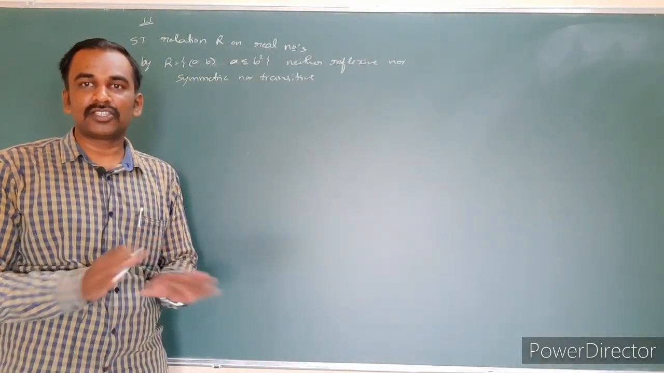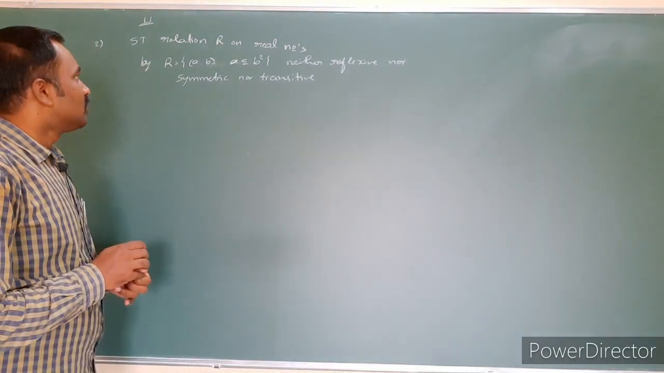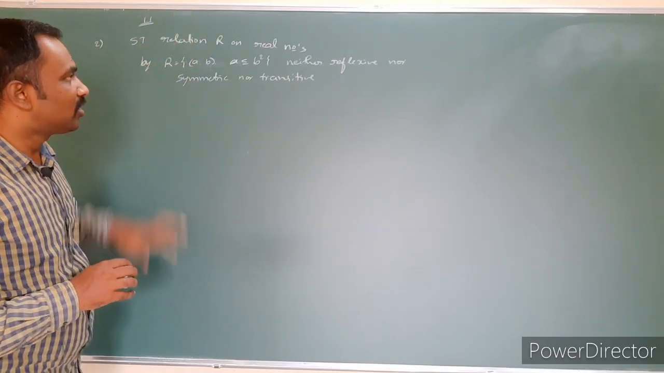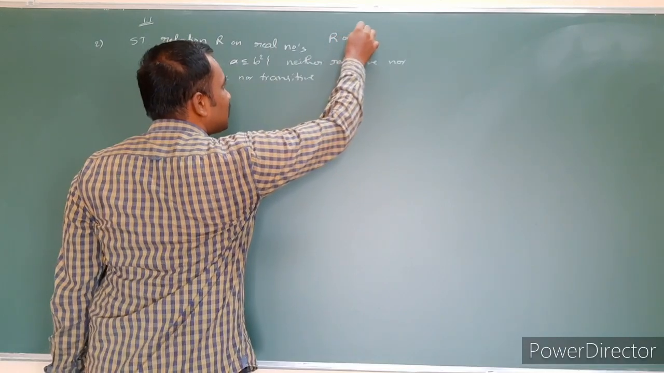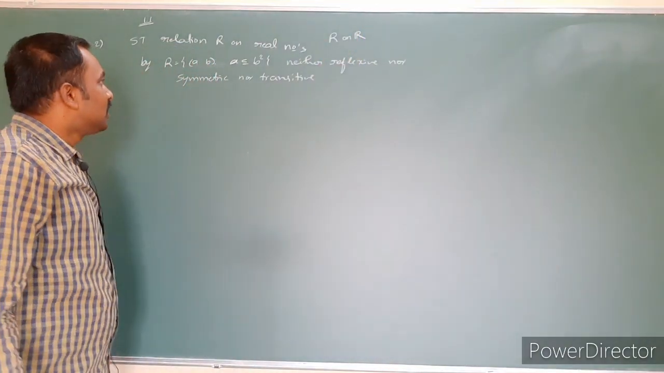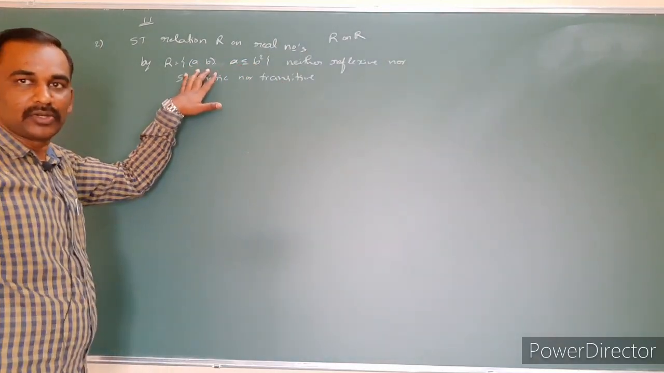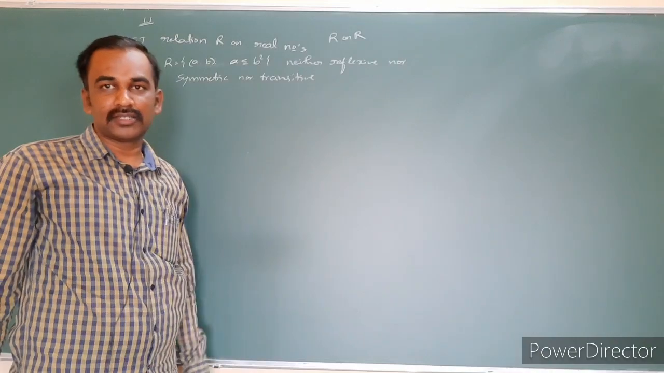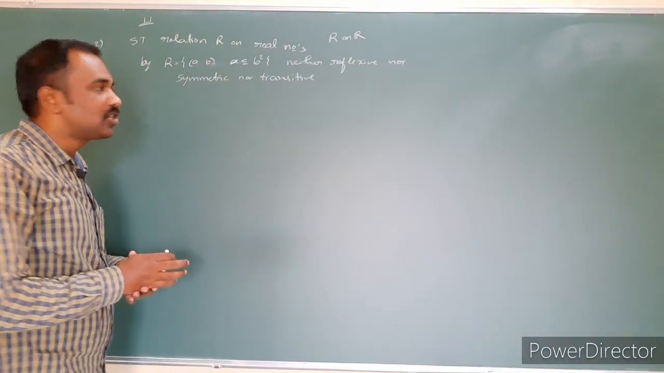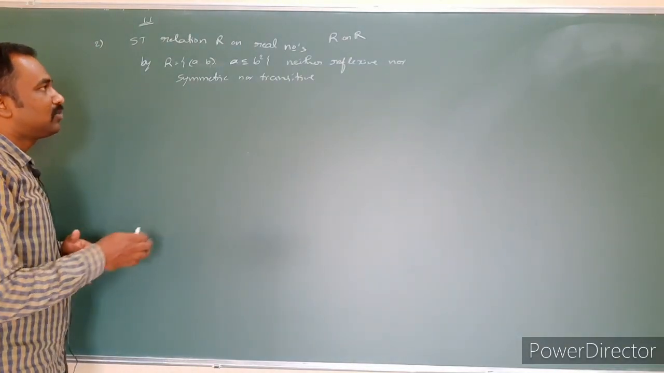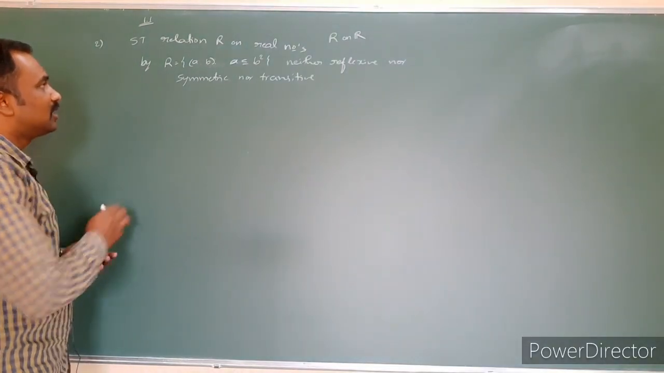That is nothing but it is not reflexive, not symmetric and not transitive. We need to prove it. The relation is defined on the set of real numbers. If I try to convert this set builder form into roster form, it is an infinite relation, because there are so many real numbers and so many ordered pairs satisfying the given condition. So instead of converting into roster form, I am just doing it generally.